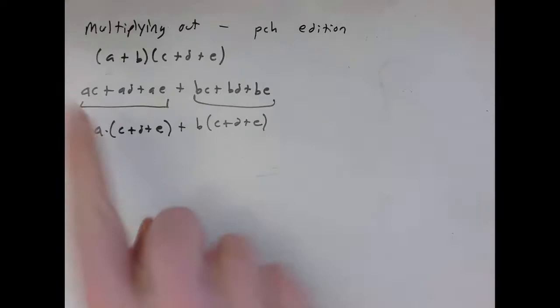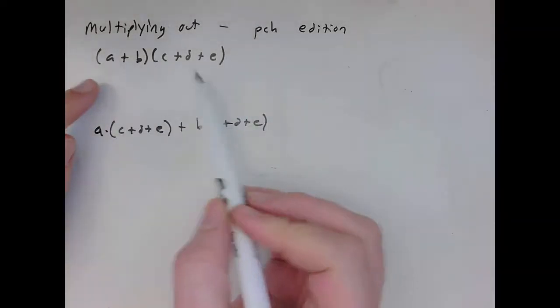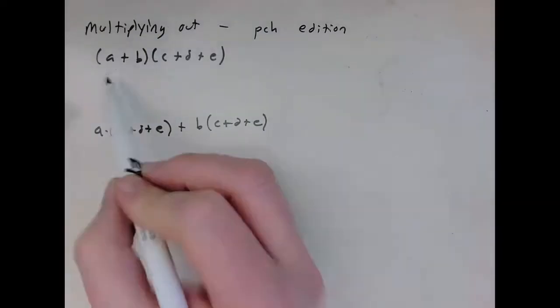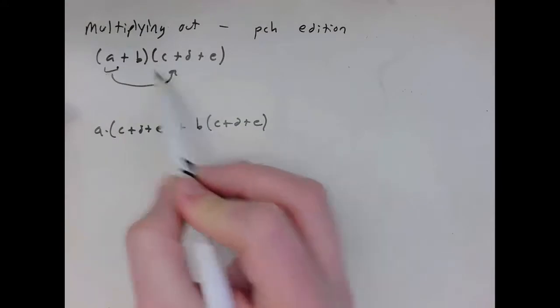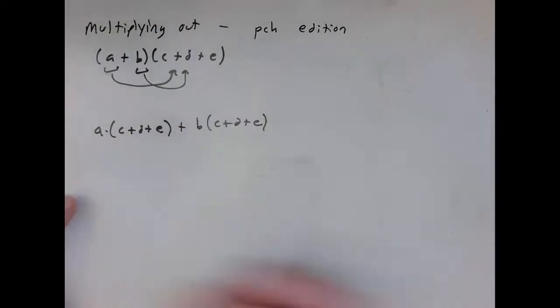But you don't have to do this intermediate step. You could just think that if what you're really doing here is multiplying each of these by each of those, one way of imagining that is take a times that entire thing plus b times that entire thing, and that's what you get.